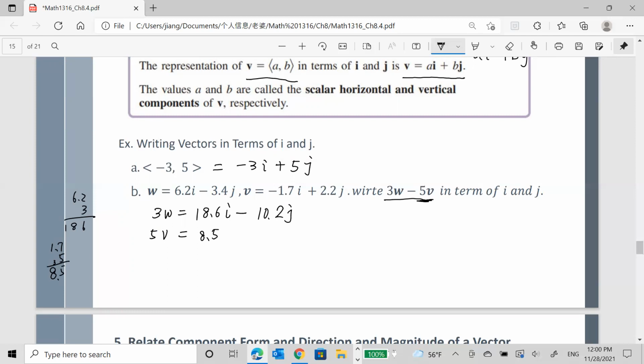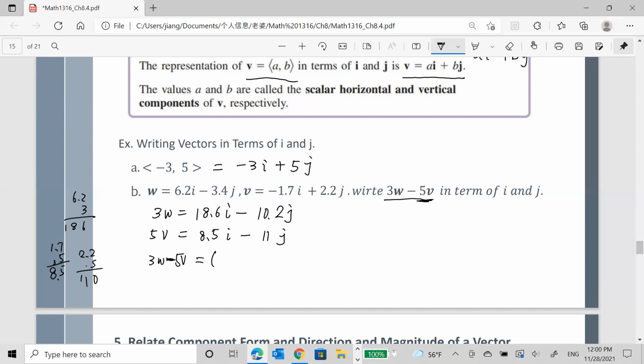8.5 i, and minus 2.2 times 5.11j. Is that correct? If no mistake, so 3w minus v, 5v. So remember, we need to do the i part together and the j part together.